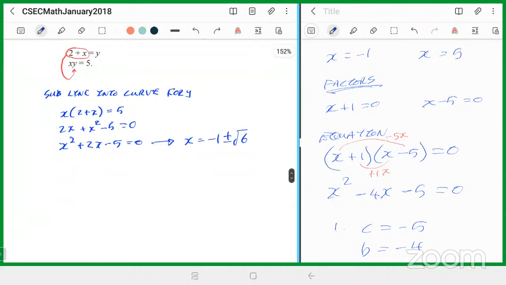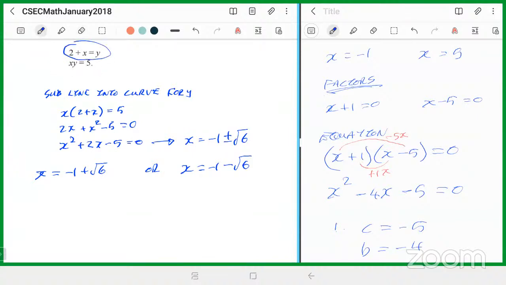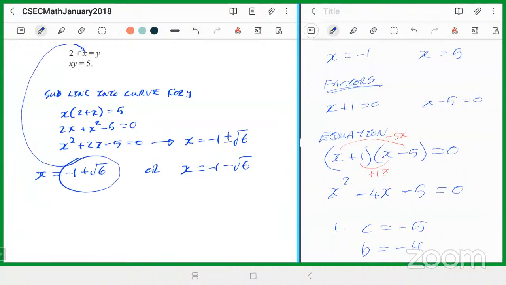So let's look at it now. x equals minus 1 plus the square root of 6, that's one of the values. Or the other value is x equals minus 1 minus the square root of 6. And you want to find the y value to go with each. So you're going to substitute it in the line equation up here. This is the line equation. So I'm going to take this x value and substitute it for the x value there.